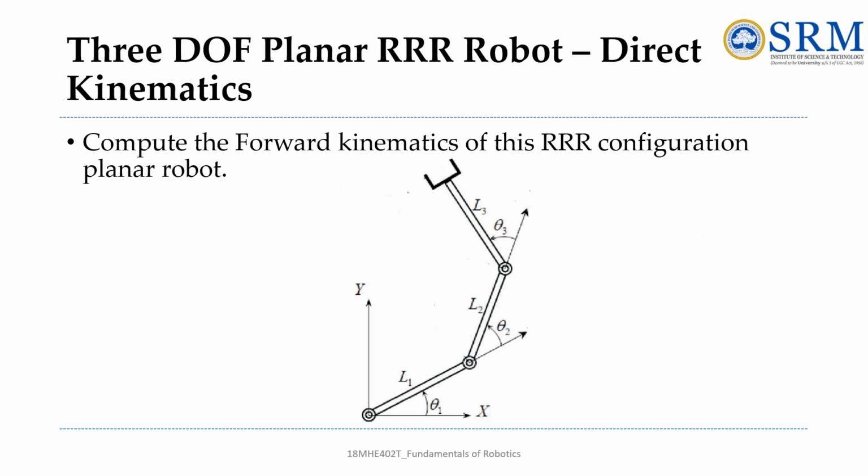Next, consider another example, a 3 degree of freedom planar RRR robot, using the geometric approach of direct kinematics, or forward kinematics as we call it. This is the triple R configuration. For this, L1, L2, L3 are the 3 links, and theta 1, theta 2, theta 3 are the joint angles, named respectively, and it has two axes, x and y. We have to find the position and orientation of this by inspection.